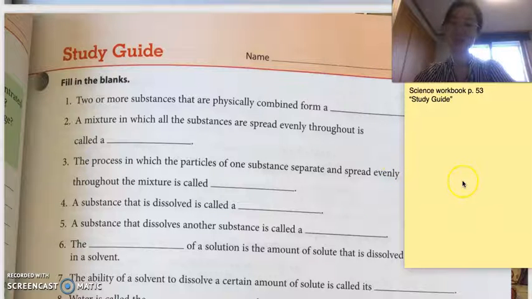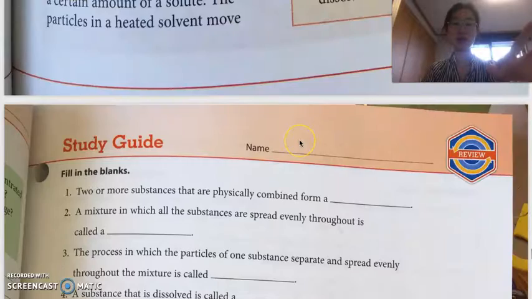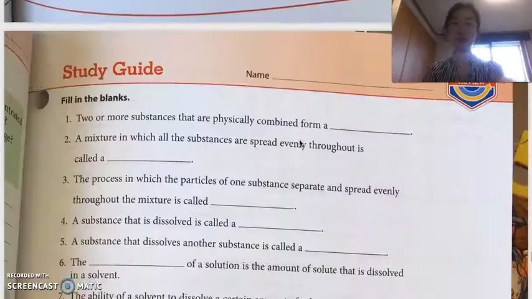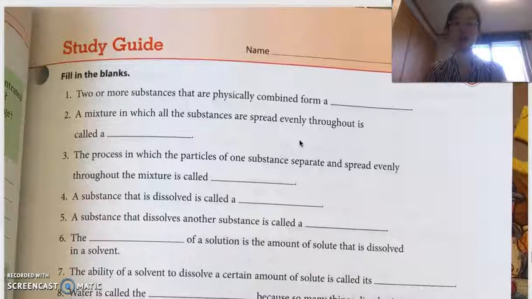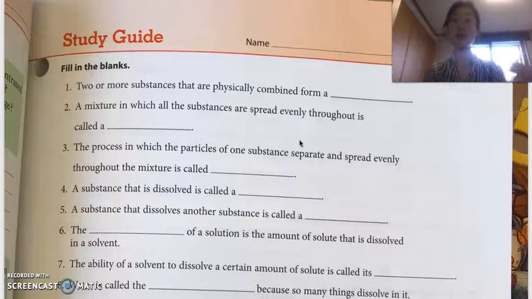Hello, welcome back. Part 2, study guide, workbook page 53. You should also have your textbook pages so we can go back and forth to find the answers. I would like to encourage you to do this on your own first and then watch the video and go over the answers together.